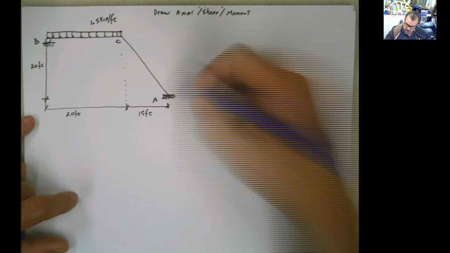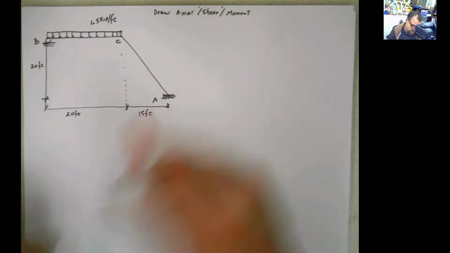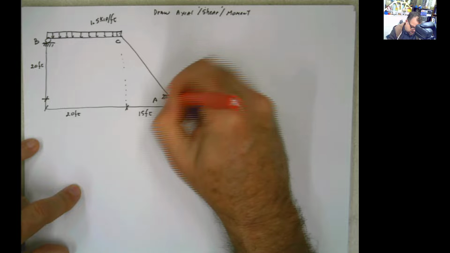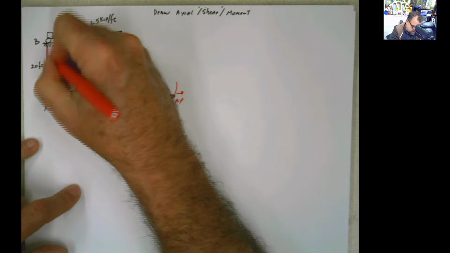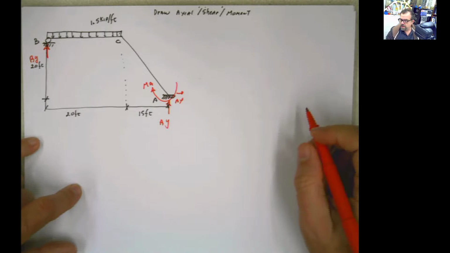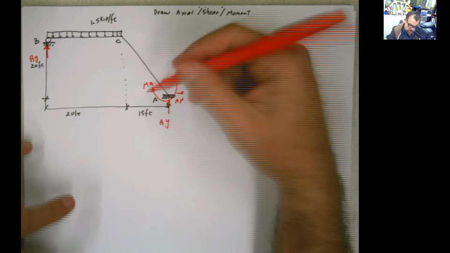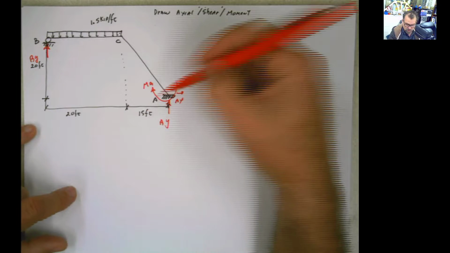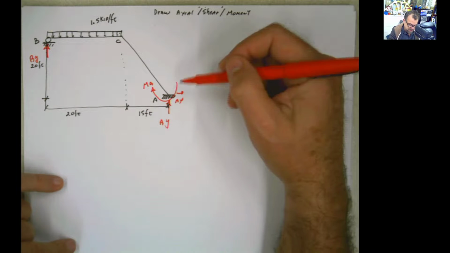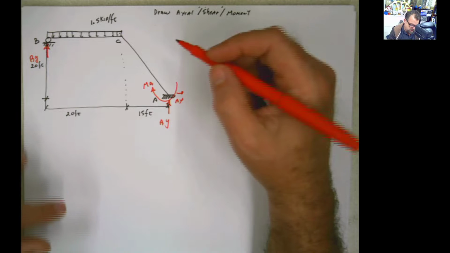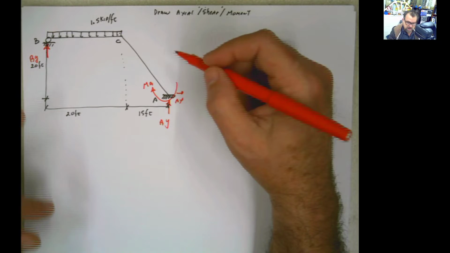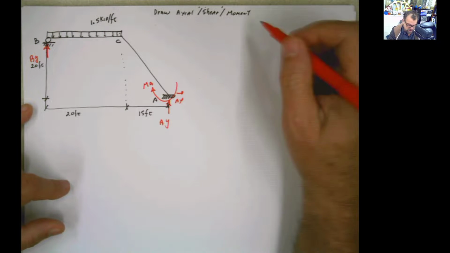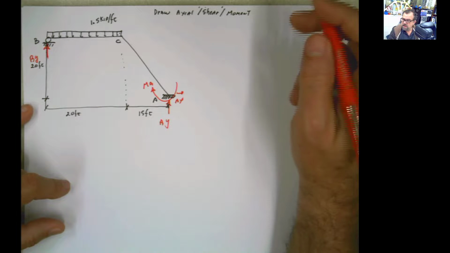So we have three unknowns here, three reactions, AY, AX, and MA. And this is a roller, so we have another reaction here, BY. No matter how you do this, you can count the number of reactions and the number of equations. You can say 1, 2, 3, 4: 4 reactions, 3 equations, statically indeterminate of first degree. Or you can use the method where the reactions have to be equal to 3 times the number of bodies. If you consider this only one body, 3 times 1 is 3, and the reactions are 4. Statically indeterminate of first degree.